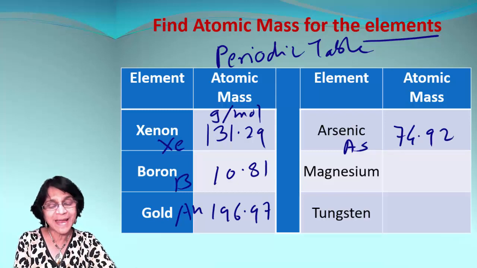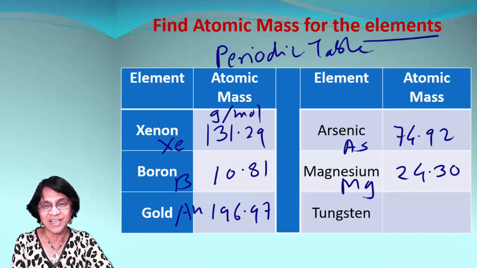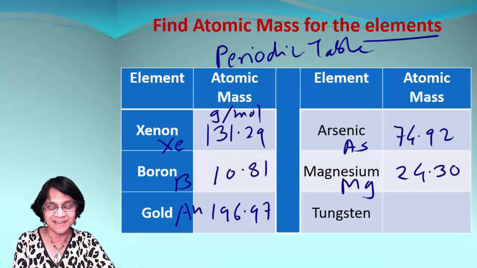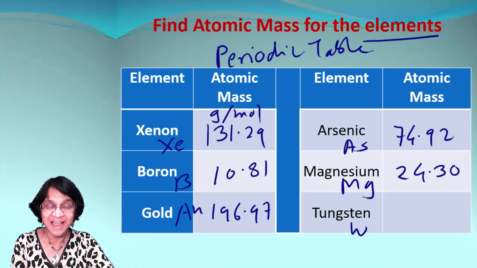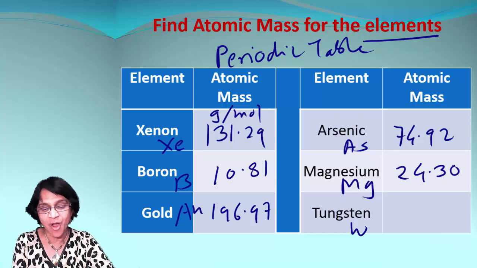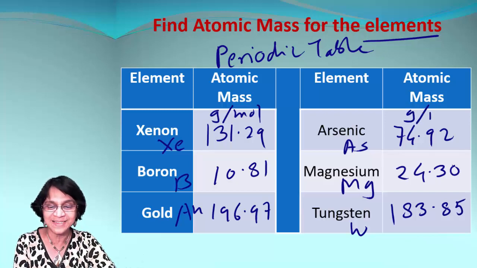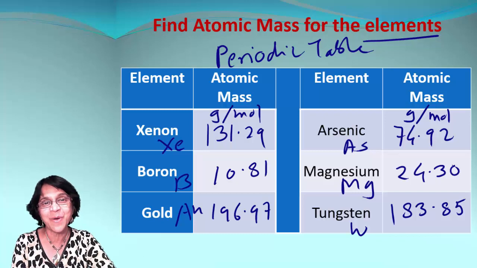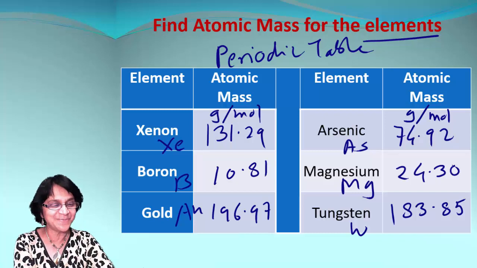What about magnesium? The symbol is Mg, and when we look in the periodic table, that gives you 24.30 as the atomic mass. One more remaining, tungsten. That's the weirdo. Tungsten is only W as the symbol. So when we look for tungsten, the atomic mass which we find is 183.85, and again the unit for the mass is grams per mole. So you know now how to find the atomic mass for an element.